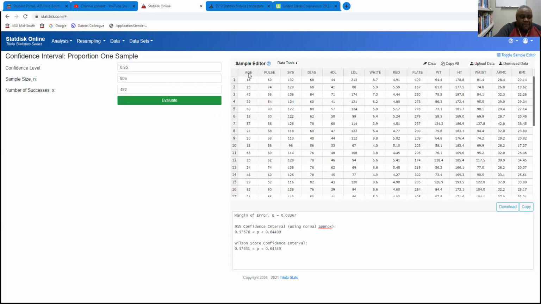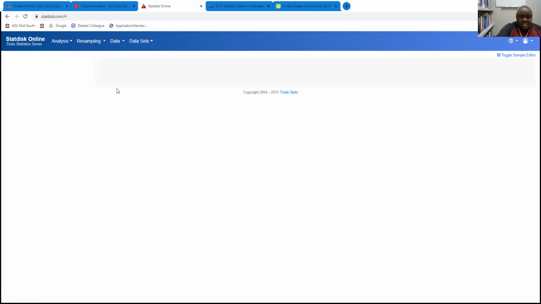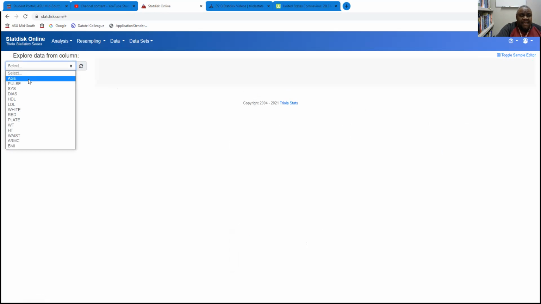Now, the one that we're going to be focusing on in this problem is BMI, which is over here on the far right, BMI. And let's start with the descriptive statistics. So we're going to go to data and then explore data, which is descriptive statistics. And then the one we want to select would be BMI, which is right here. And then click evaluate.